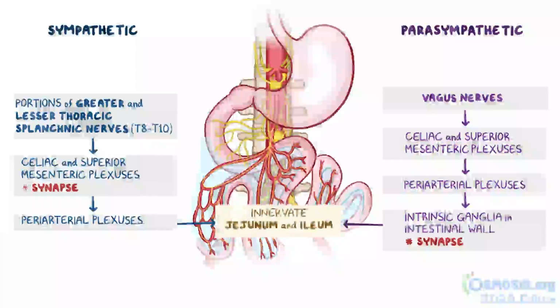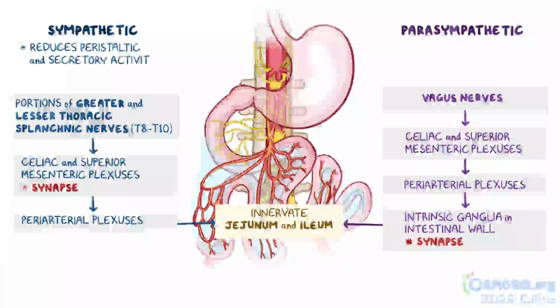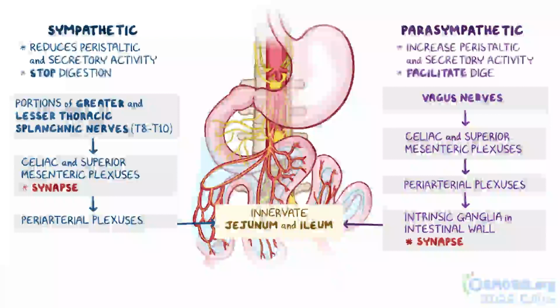Remember, sympathetic innervation reduces peristaltic and secretory activity to stop digestion, whereas parasympathetic increases peristaltic and secretory activity, facilitating digestion.